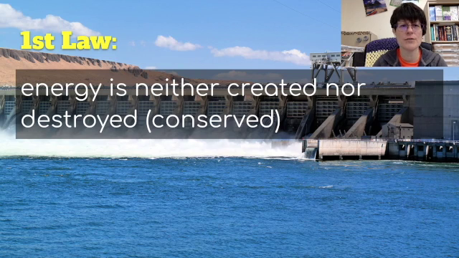The first law of thermodynamics states that energy is neither created nor destroyed, it is just conserved. That means we convert it from one form to another. And all the energy that we started with is all the energy that we end up with. So here, if we want electrical energy, one way we can produce that energy is to transform it from mechanical energy in a river to electrical energy by turning turbines. So we have to convert from one form to another.